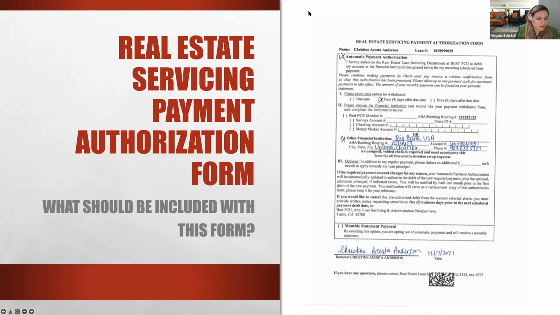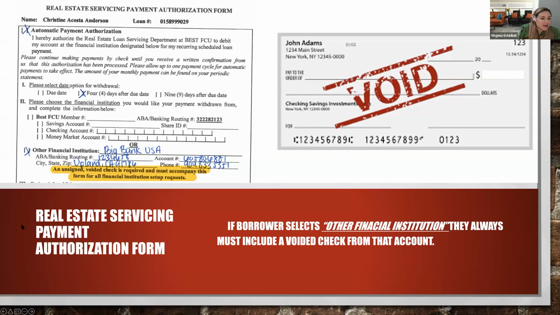All right, let's go for Leah. It says you're supposed to attach a voided check. That's right. Very, very good, Leah. This one is an error we get, I'd say, every day for one particular credit union.